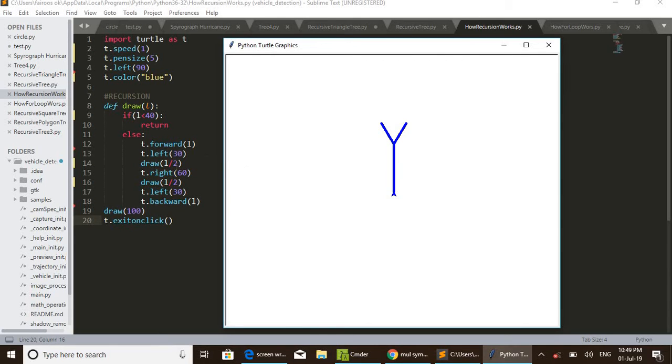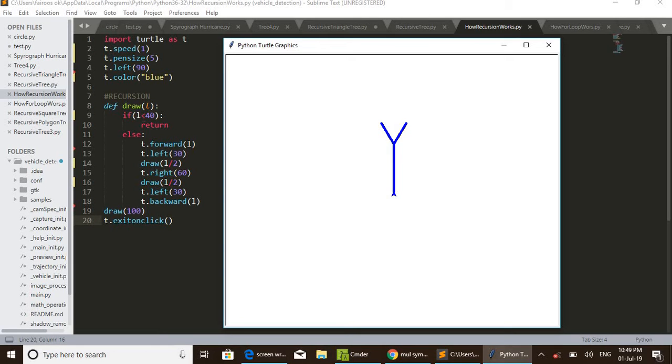Then inside that it is calling draw L by 2. It is calling the same function with L value by 2, that is initial L value was 100, here L value becomes L by 2, that is 50. It is calling draw 50. Then by calling the function, this goes to the 8th line again with a value 50. I think you understood the thing, with a value 50.